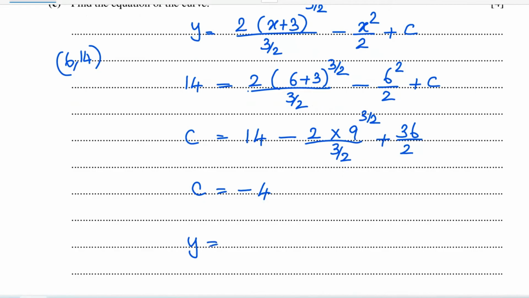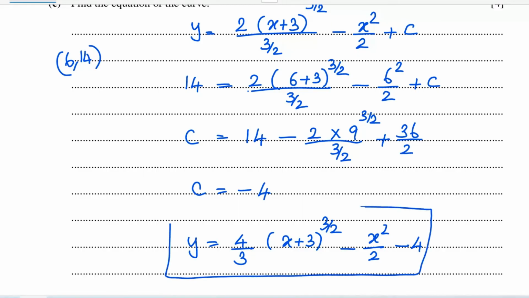So y is equal to 2 divided by 3/2. You will get 4/3 multiplied by x plus 3 the whole power 3/2 minus x square divided by 2 minus 4. This is the equation of the curve.